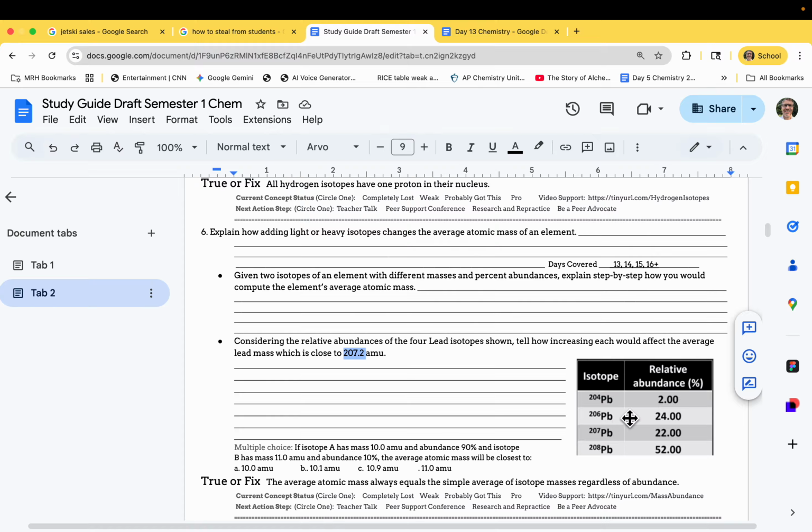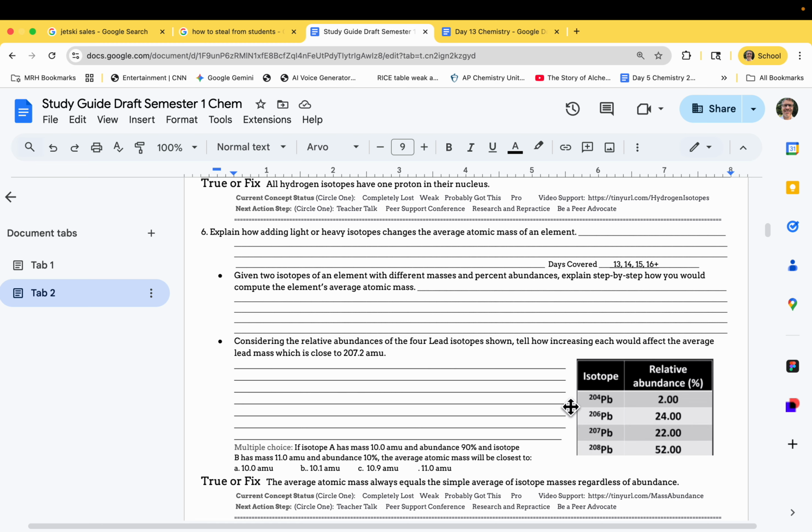Same thing with lead 206. The relative abundance right now is 24%. Well, what if this was 70%? Well, then on average, the mass would be closer to 206. And then lastly, let's look at the heavy isotope, 208. 52% of it is even heavier than 207. Well, what if that 52% were 82%? Well, then this number 207.2 might change to 207.8. It would depend on the relative abundances of the other isotopes.